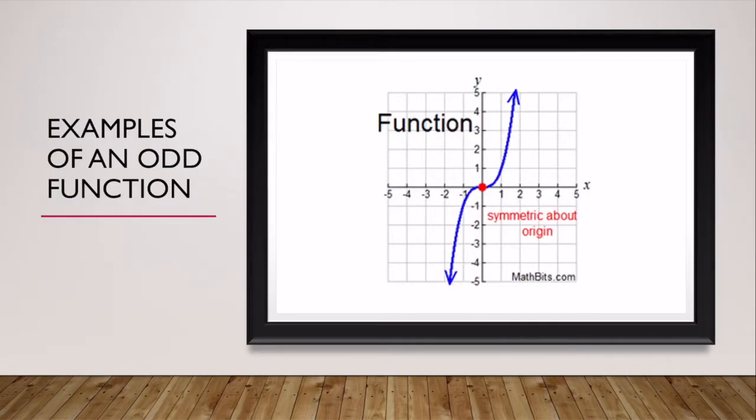Another example of symmetry is symmetry about the origin. So I could rotate it 180 degrees and it would look the exact same. Functions that are symmetric about the origin, like for example, this is y equals x cubed, are called odd. So even functions are symmetric across the y-axis, and odd functions are symmetric about the origin.